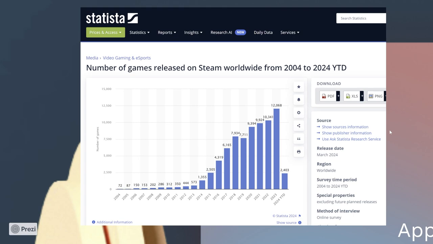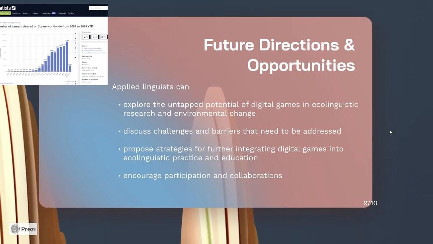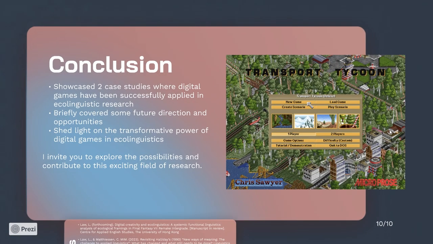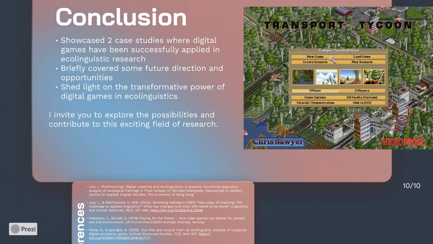And so, the final thing is that this is the number of games released on Steam alone, based on the years. You can see that on one platform alone, every year, we get over 12,000 games released. So we have not even considered things like Xbox or Switch or other platforms. Okay, so my conclusion here is that I showcased two case studies, covered some future directions for you, and maybe shed light on the transformative power of digital games, and possibly invited you to join this field of exciting research. And that's all.